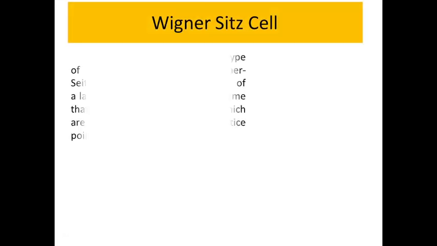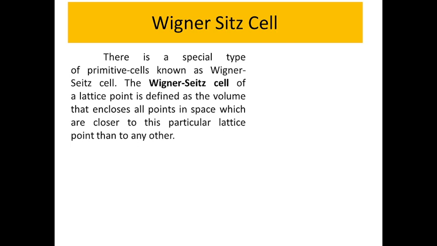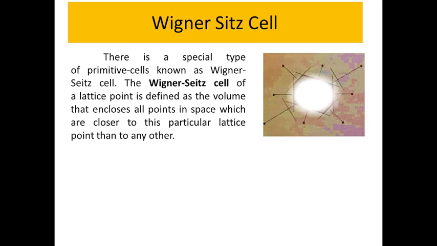So Wigner cell. There is a special type of primitive cell known as Wigner cell. Wigner cell of a lattice point is defined as the volume that encloses all points in space which are closer to this particular lattice point than to any other. So the Wigner cell in 2 dimension looks like this.